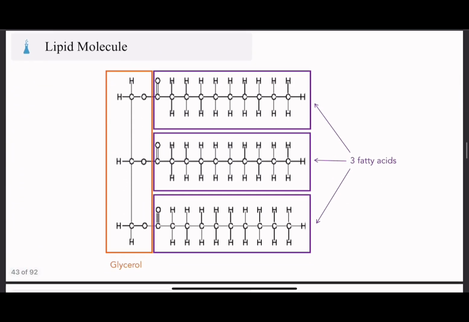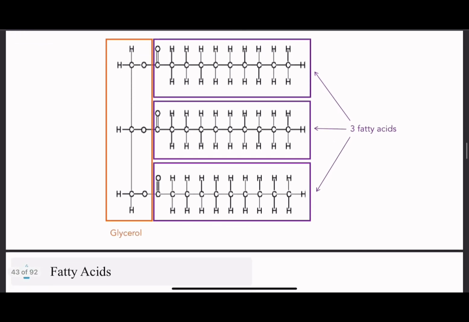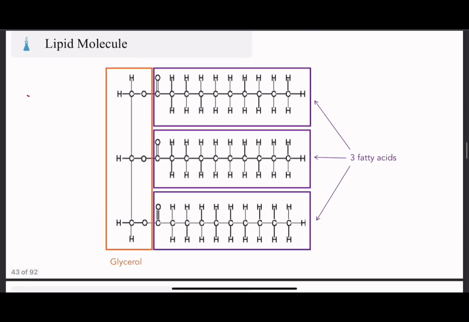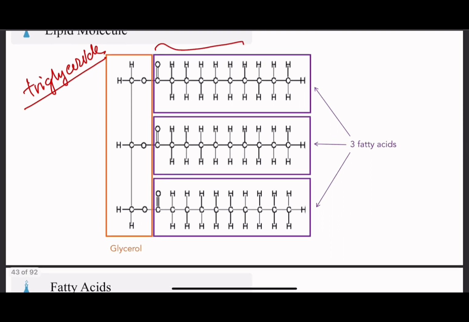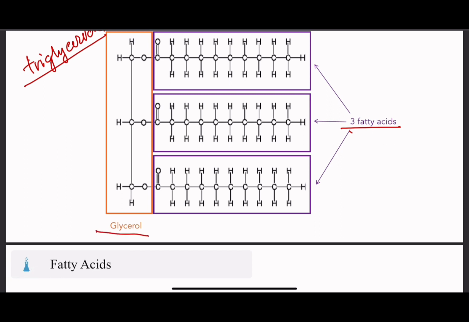So, a lipid molecule looks like this. As you see, this is a triglyceride. We will talk about how we get it. This part of the triglyceride is coming from fatty acid, and this part is coming from glycerol.